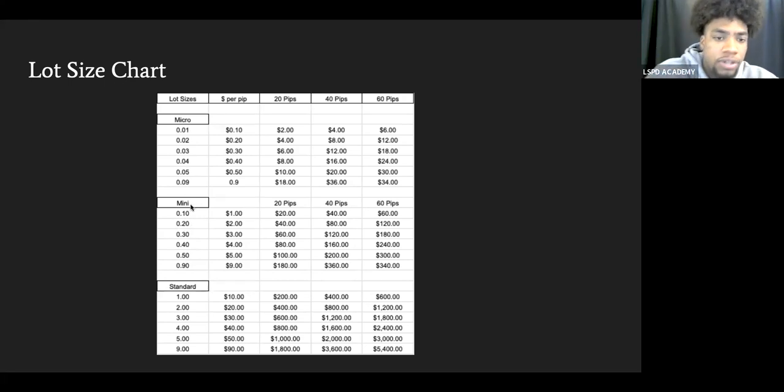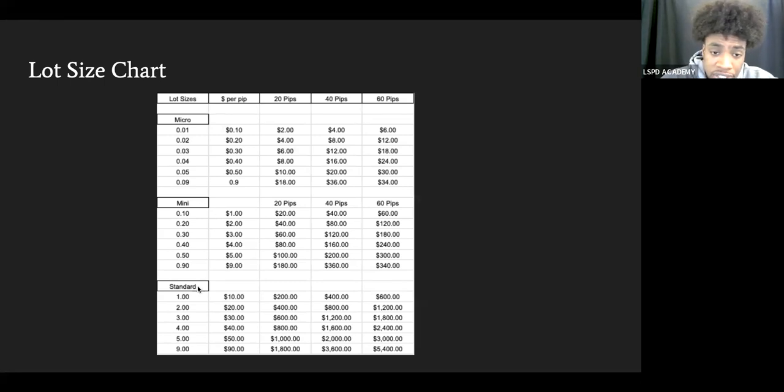So let's take a mini, right? We're going to stick with the same 0.2. So that is $2 per pip. At 20 pips, that is $40. At 40 pips, that is $80. At 60 pips, that's $120. Now, this is the same 20, 40, and 60 pips that we just caught a max of $12 on. We'll see now we're able to catch $120 on the same pip range, right?